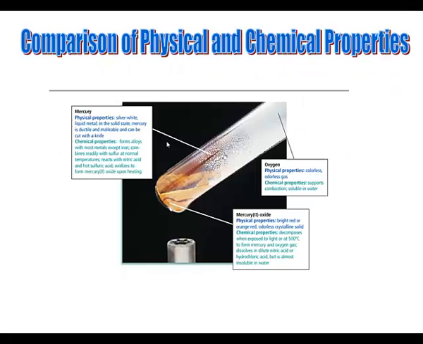So, comparison of physical and chemical properties. Take a few minutes and look at these three little boxes here and identify some of the differences between the physical properties and chemical properties of the three different substances here. The mercury by itself, this is an element made up of one type of atom. Oxygen, also an element made up of one type of atom. And then how it changes when all of a sudden those two elements combine, their atoms now combine to form molecules.